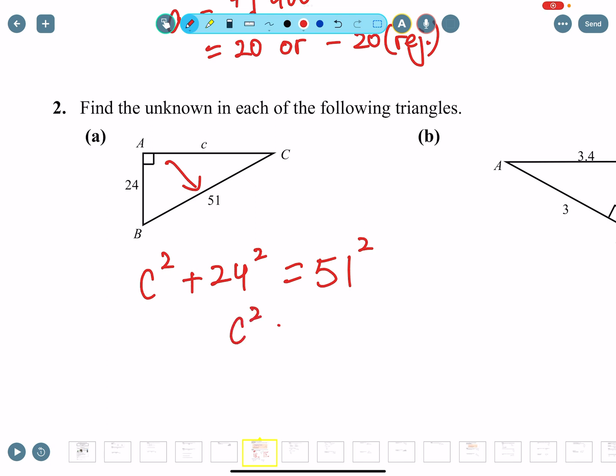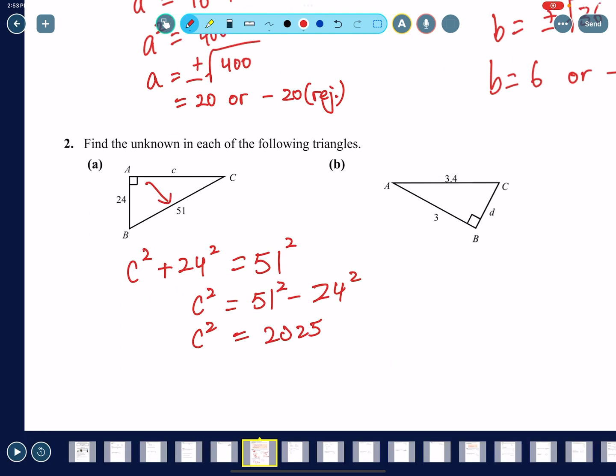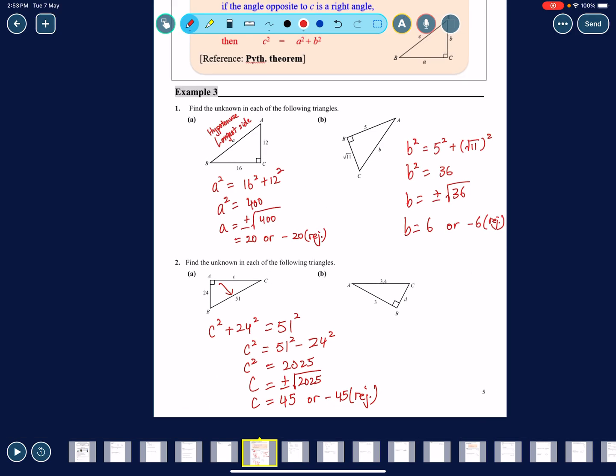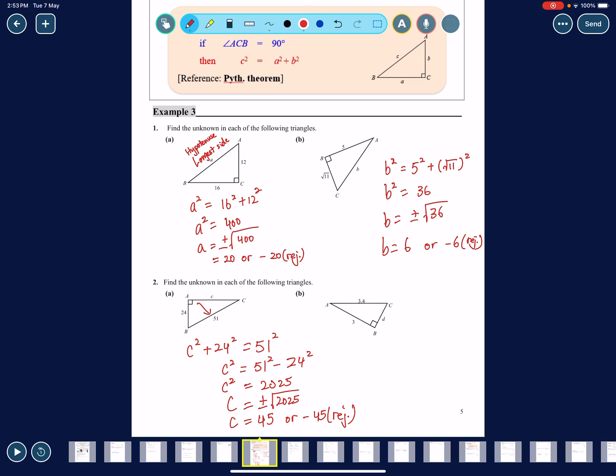So what I'm going to do next is move 24 square to the right side, put it on the same side with 51 square. And then calculate all of them together. 2025. I think this is going to be 25, not sure. Plus or minus square root of 2025. Let's see if I'm correct. Oh, it's 45, so close. 45 or negative 45. Reject the negative. Okay, so the procedure for the right question is more or less the same.